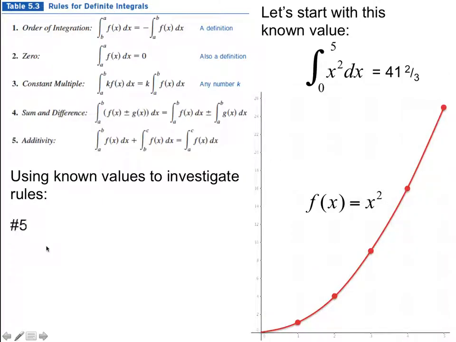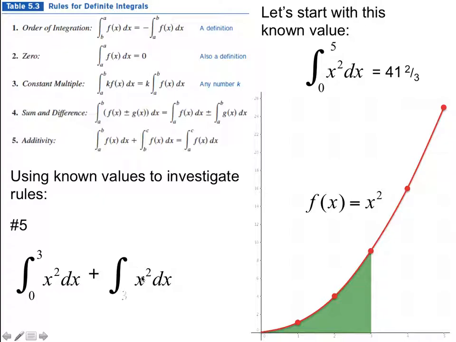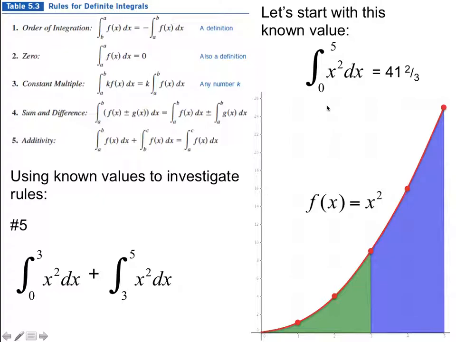And then property 5 is the additivity property. In other words, a sum and a difference is a vertical shift. The additivity is a horizontal split. So in other words, I can take my original function from 0 to 3. I don't know that answer. But if I add to it my function from 3 to 5, I have now accumulated across the entire original region.